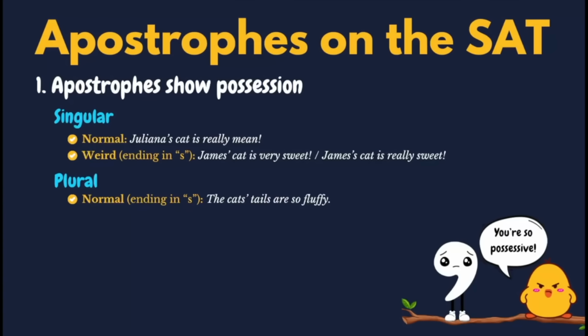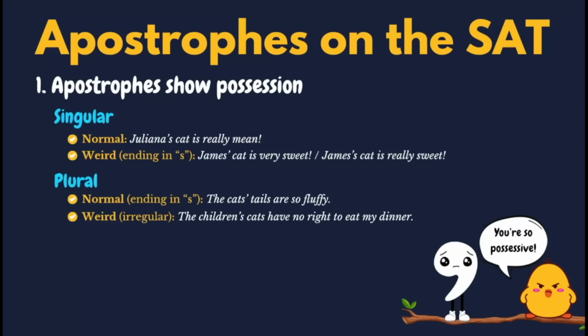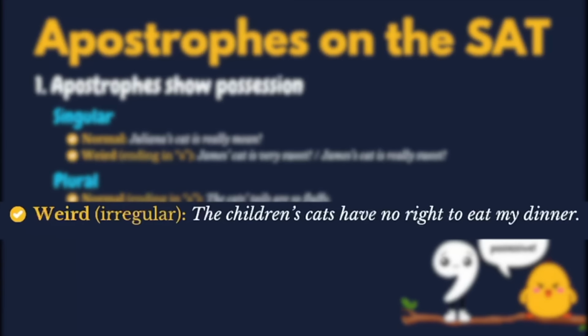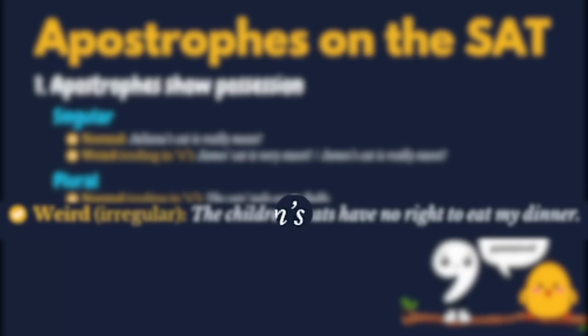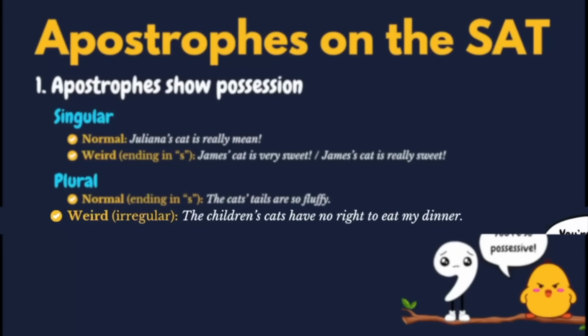Now there's weird ones. If a plural noun does not end in an S, it is weird. The technical term for this is irregular, for all my fancy pants students out there. You know who you are. And for those irregular plural nouns, we're going to do the same thing that we would do for singular nouns. Just an apostrophe, and then we add an S. So since children is already plural, we could say the children's cats have no right to eat my dinner, right? More than one child is children.